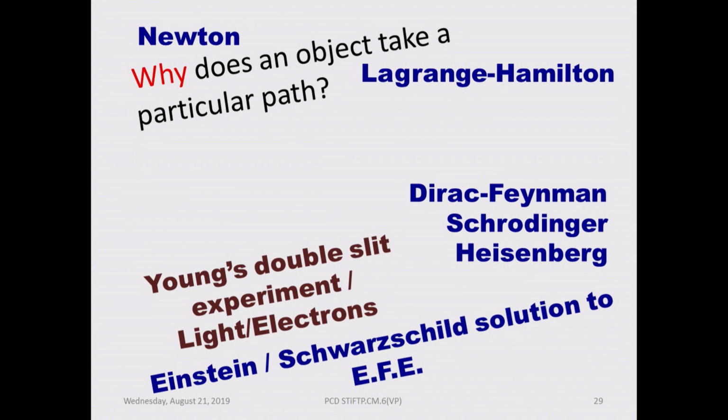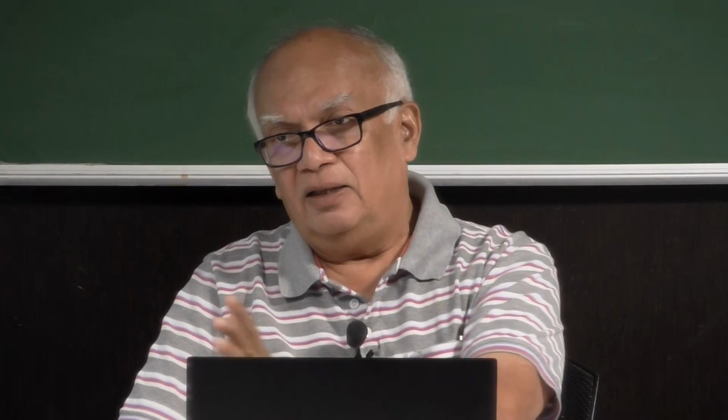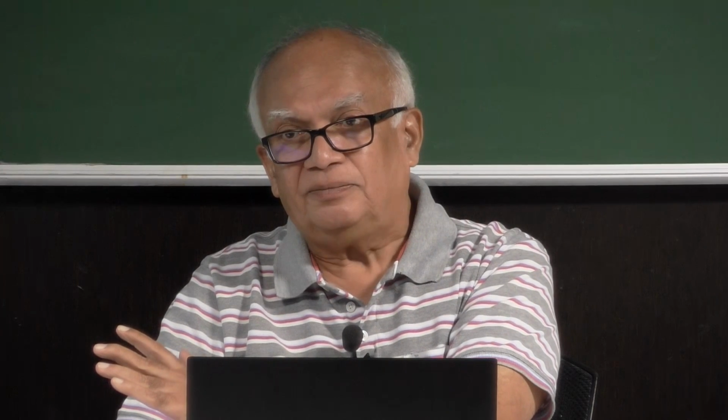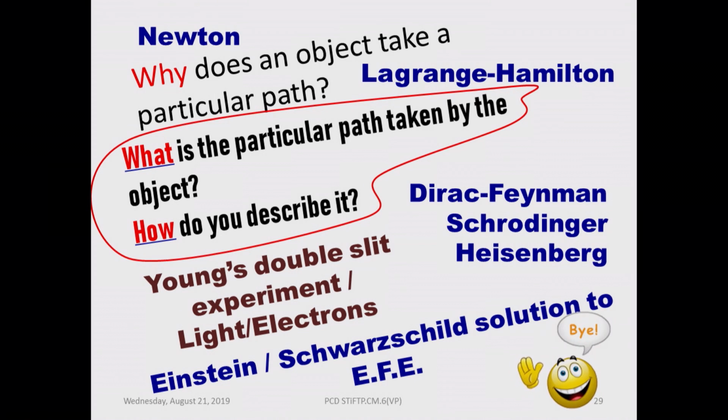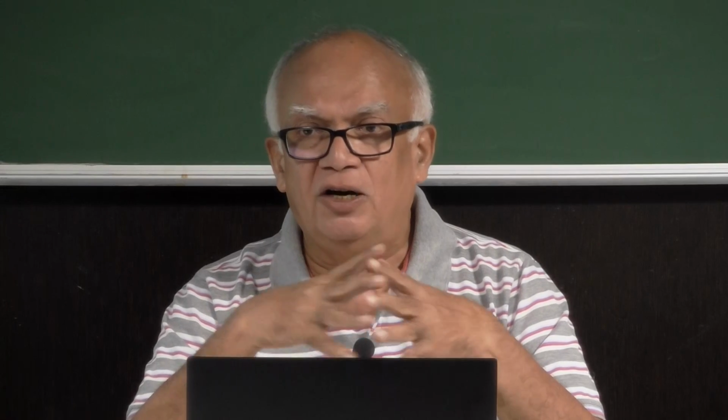So, in all of this we have found that the variational principle comes in handy. It is a very powerful principle running through classical mechanics to quantum mechanics to general relativity. See its power and the canvas it covers. And the question that you are really answering is not really why a system takes the path that it does, but it answers what is the particular path taken by this system and how do you describe it. And this is what most questions in science really boil down to.